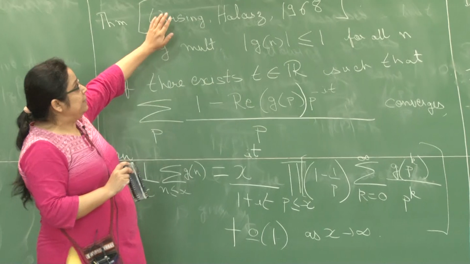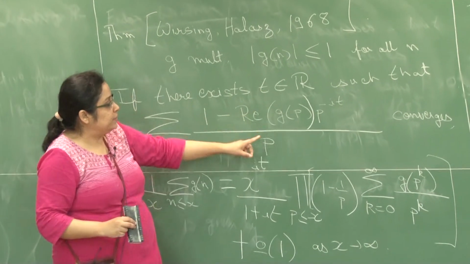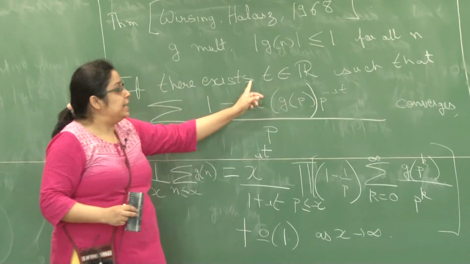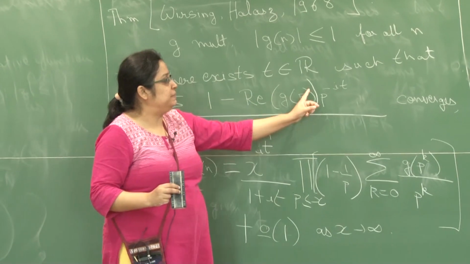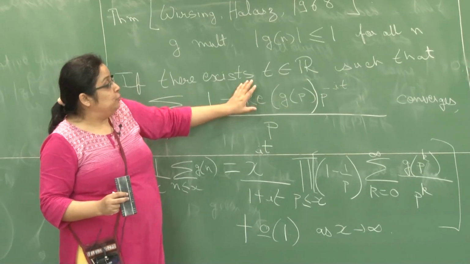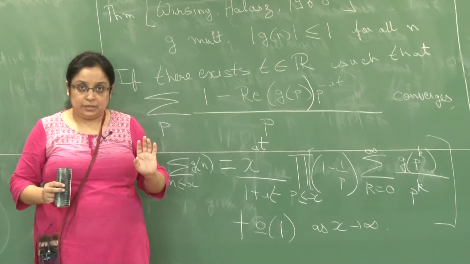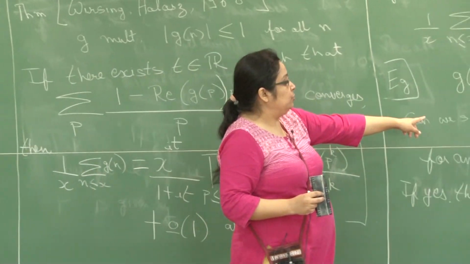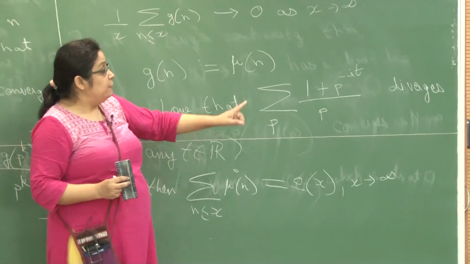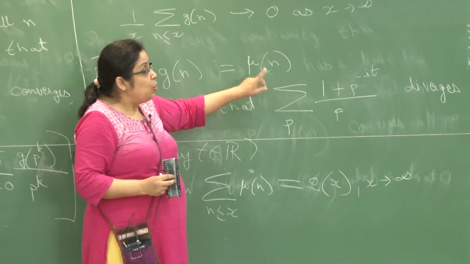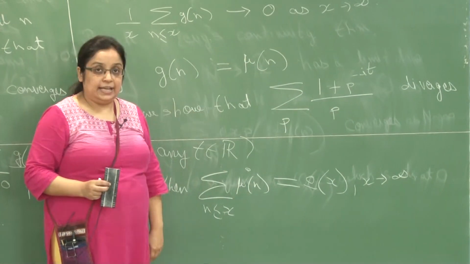So, going back to the theorem of Wirsing and Halász, I made a small typo. What I want is p to the minus it times real part of g of p. So, it is not the real part of the product of g of p times p to the minus it. You are only considering the real part of g of p, times p to the minus it, right. And so, this leads you to the question about whether you can find some t for which this series converges, or whether this series diverges for every t in R.